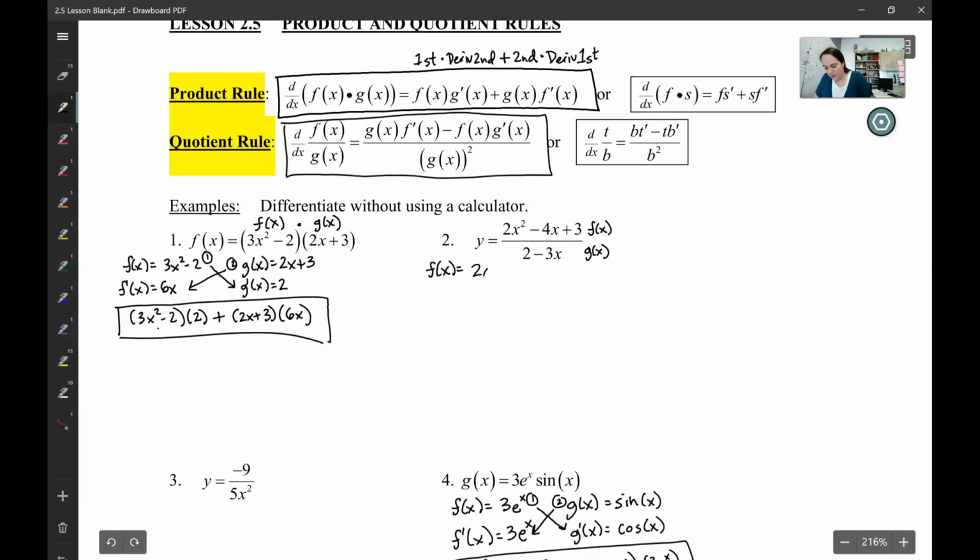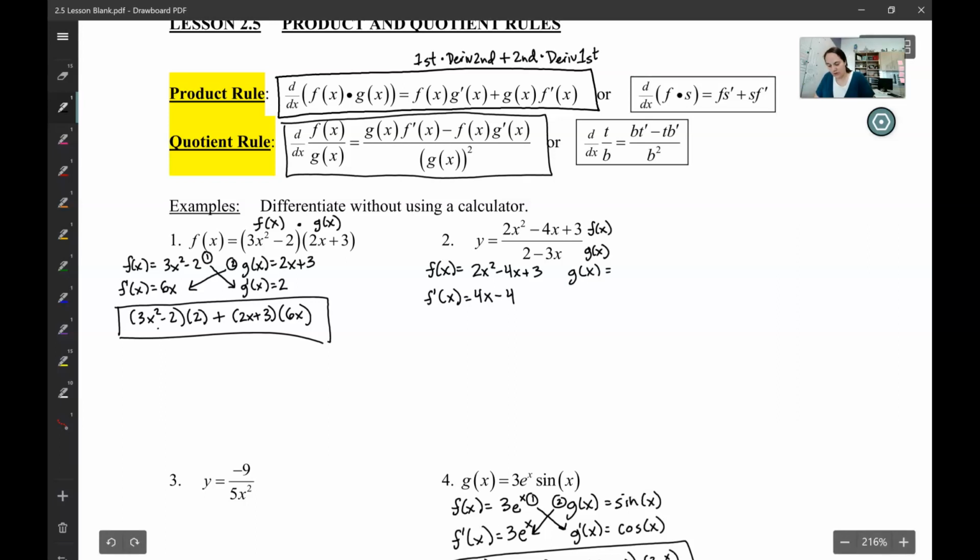So f of x is 2x squared minus 4x plus 3. And now let's take the derivative of that. So the 2 goes in front to make that 4. And then I would have 2 minus 1, which is 1. And then the derivative of this would just be minus 4, because that 1 minus 1 would be 0. So x to the 0 is 1. And then the derivative of the number is just 0, goes away.